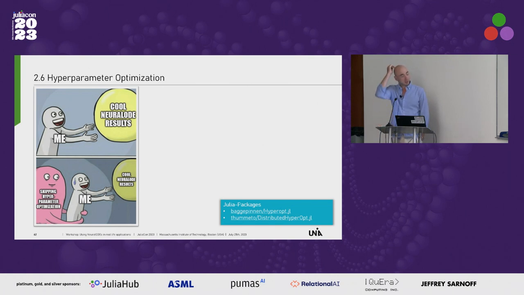You need to do hyperparameter optimization when dealing with neural ODEs. From my personal experience, I skipped this far too long. For some of you, this might be super trivial, but it's important. If I could travel back in time, there would be some things I would change.